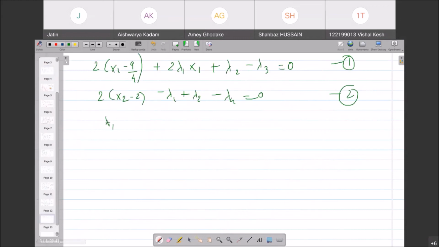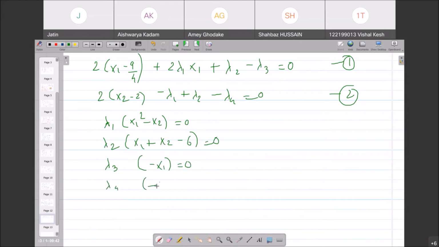That means lambda 1 into g1, where g1 is x1 square minus x2. Lambda 2 into g2, where g2 is x1 plus x2 minus 6. Lambda 3 into minus x1 equal to 0. And lambda 4 into minus x2 equal to 0. Now I have given you the point. What is the point? 3 by 2, 9 by 4. So my x1 is 3 by 2, x2 is 9 by 4.